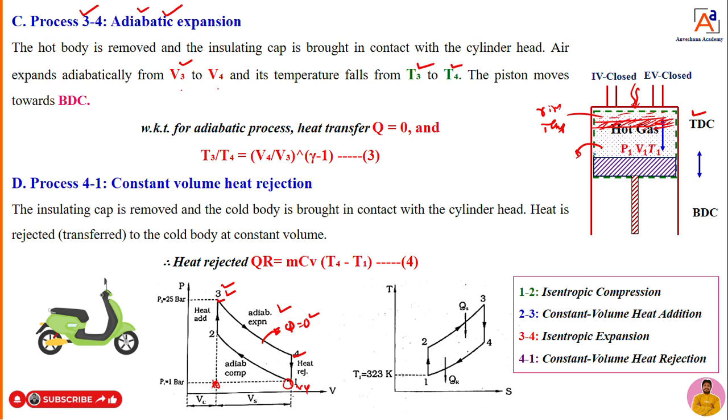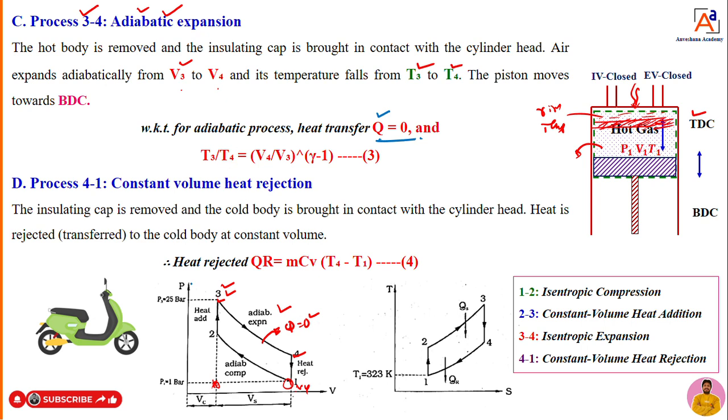As I told, during expansion there is no heat transfer at all, hence it is an adiabatic process or adiabatic expansion. That I can show in terms of an equation. How? That is Q equal to 0. When the sudden expansion takes place, there is a change in temperature and volume. The variations in the volume and temperature can be expressed in terms of an equation.